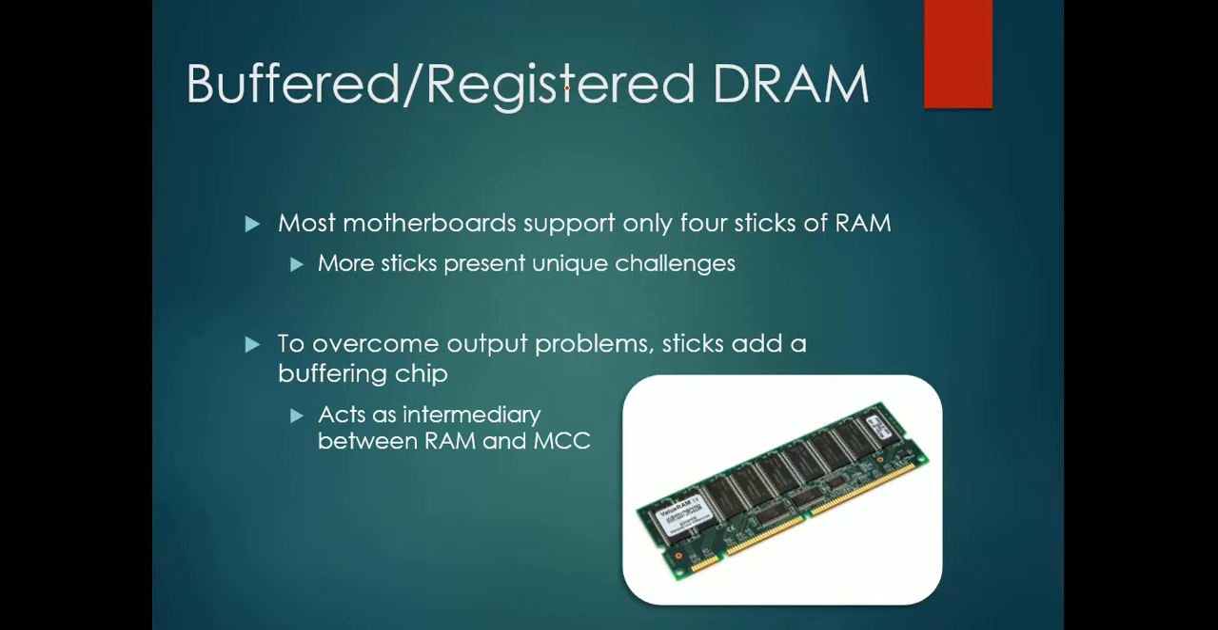Again, in RAM we have buffered and registered RAM. Most motherboards support only 4 sticks of RAM, and more sticks present unique challenges. So till now there are only 4 sticks of RAM which are being supported. To overcome these problems, sticks add a buffering chip. This acts as an intermediary between your RAM and the MCC. This is why we call this buffered or registered DRAM.